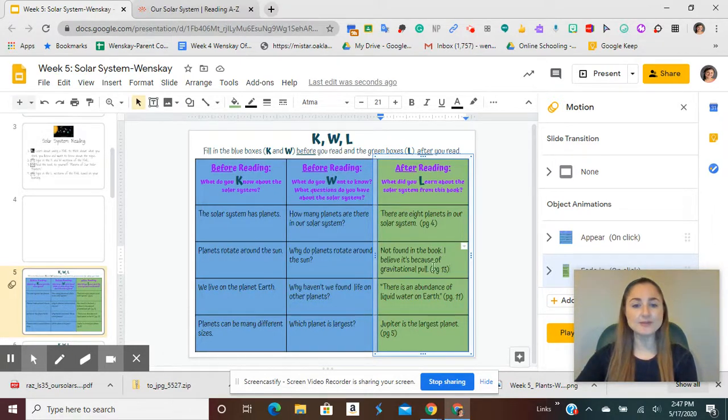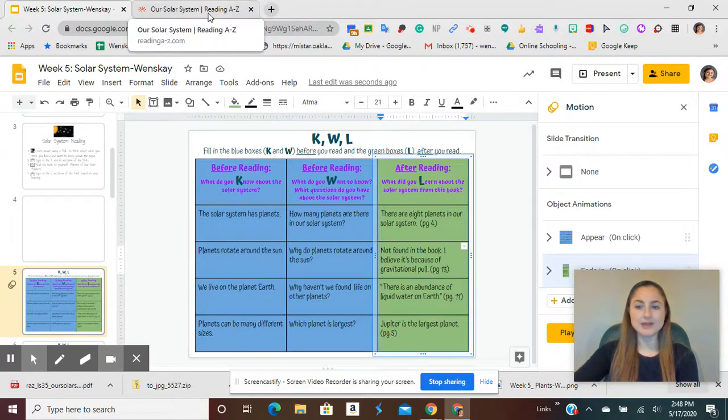And then if there was something that kind of answered your question but not really, but you think it applies, you can go ahead and write that down. In this book on page 13, it referred to something called gravitational pull. And when I used what I already knew about gravitational pull and what it said in the text, and I put those two things together, I think that the author kind of answered my question.